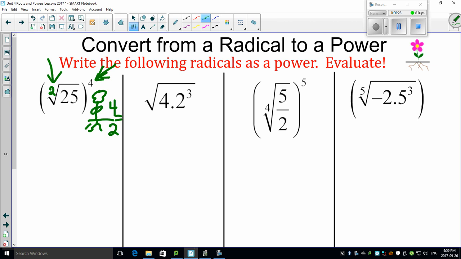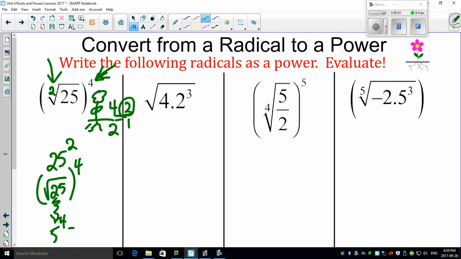You can reduce this from 4 over 2 to 2 over 1. So your power is actually 2 out of this. So basically what you've got here is 25 to the power of 2. If you don't believe me, watch this. The square root of 25 to the power of 4. Watch. The square root of 25 gives you 5. 5 to the power of 4 is 625.